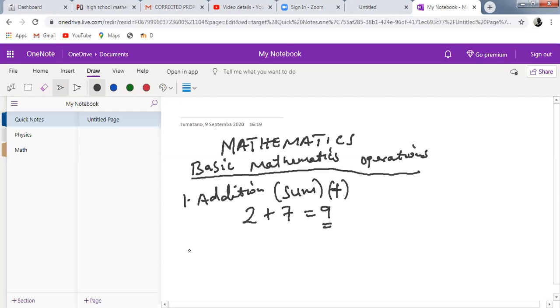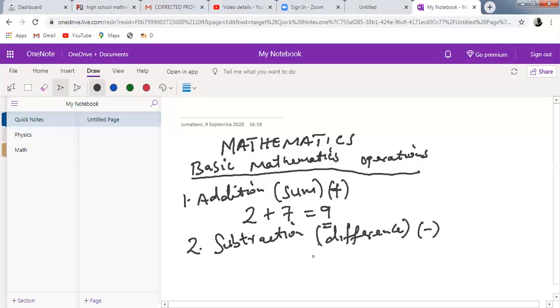Number 2 basic operation is what we call subtraction, which is the difference. When we talk about subtraction, we are referring to the difference, normally denoted by the sign minus. To subtract is to reduce. For example, if we had 33 students in a class and then 5 transfer to another school, how many will remain in that class? You will find that we have 28 students remaining. So whenever we are talking about subtraction, we are getting the difference between numbers.